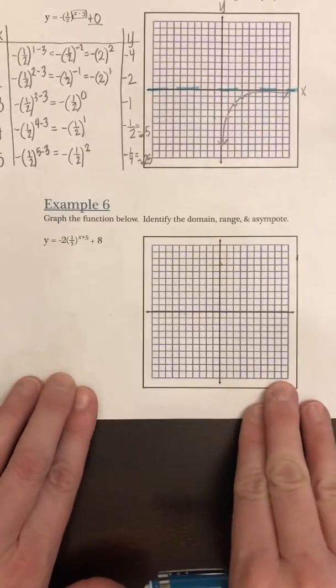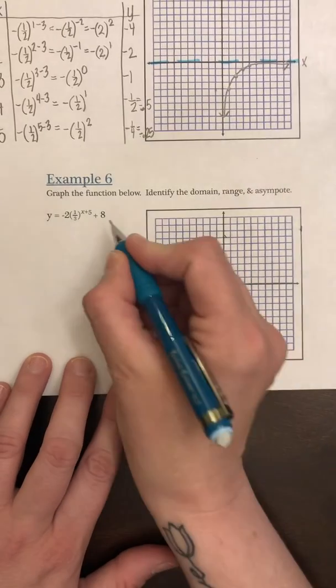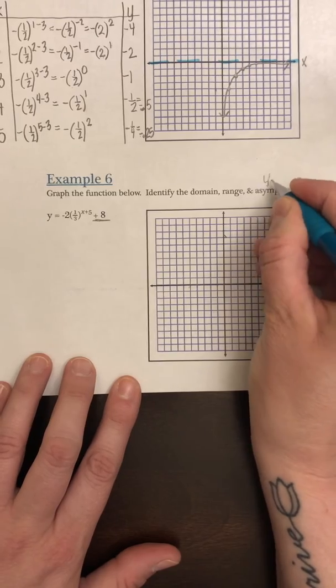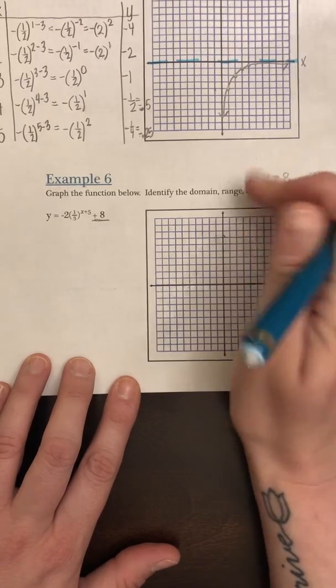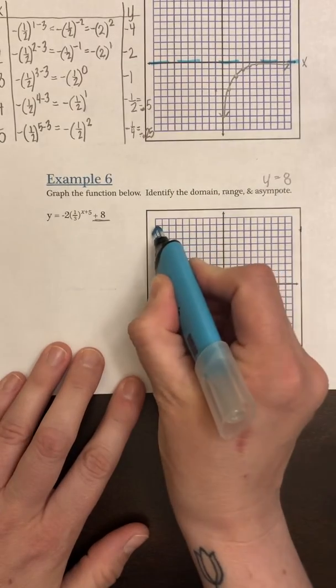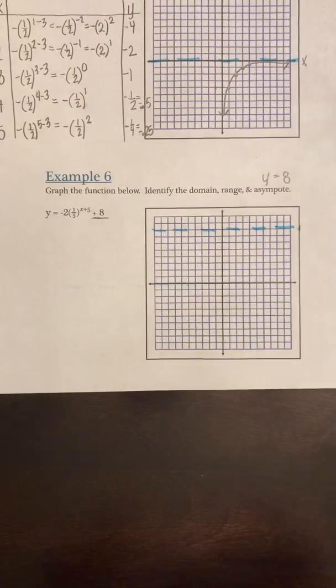All right, last one we're going to look at today. So we've got a couple things. Right away, there's already a number back here. That tells me that my asymptote is going to be y equals 8. So right away, instead of going through the 0, I can go ahead and draw my dotted horizontal line right here going through 8.